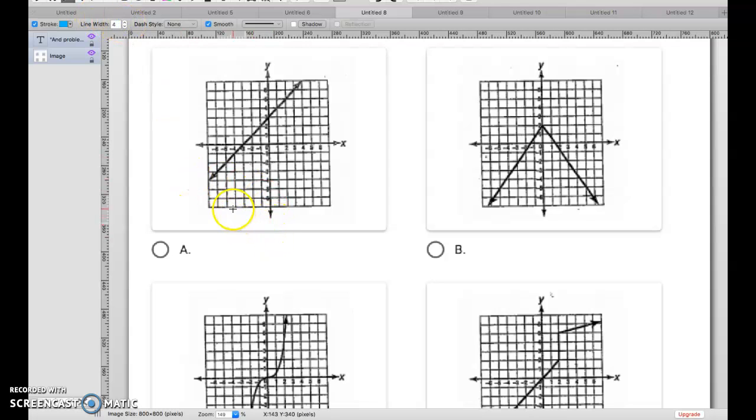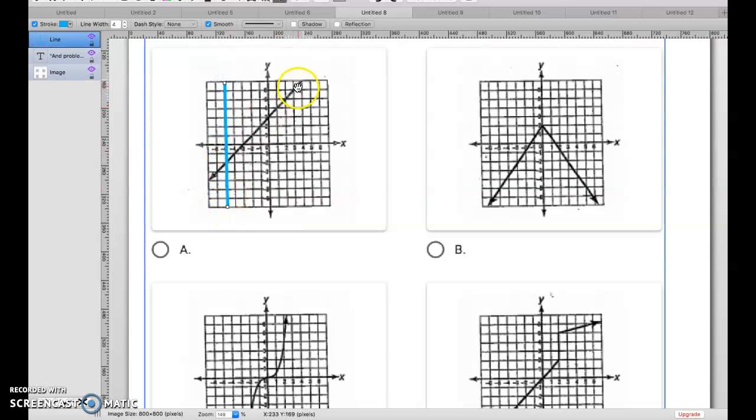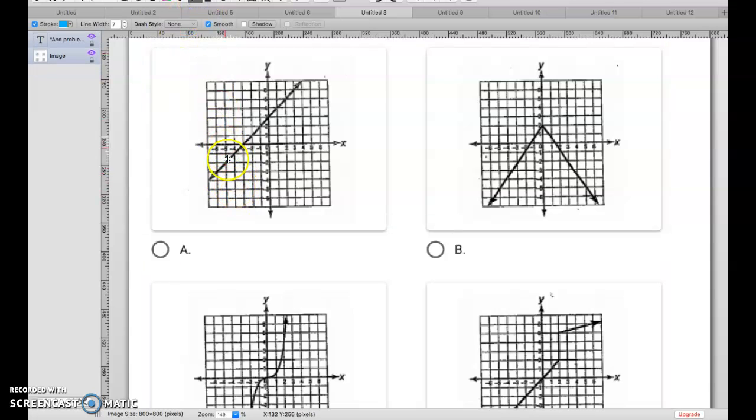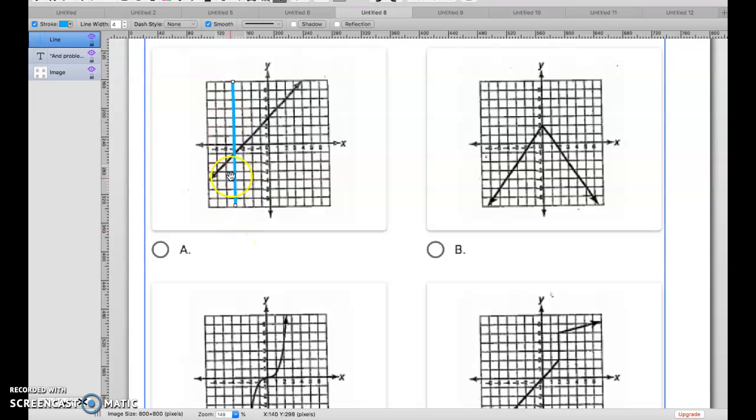I make a vertical line, and this vertical line right here, my graph goes through that blue line only once. There's another vertical line and my graph goes through that blue line only once. Here's another vertical line and my graph goes through that only once. Here's another, my graph goes through that blue line only once.